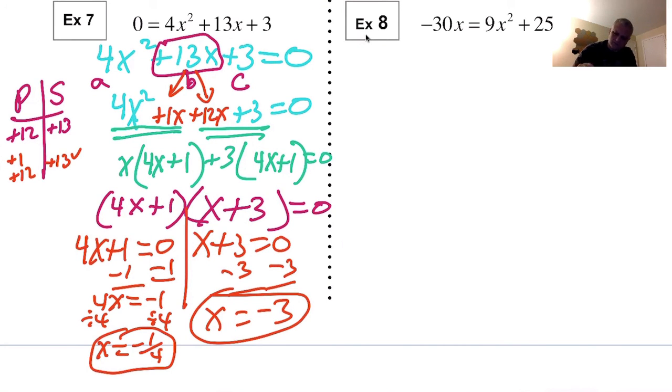So what we're going to look at is getting equals 0. How are we going to get equals 0? What do we have to cancel? Well, on the left side of the equal sign, all that's there is a negative 30x.